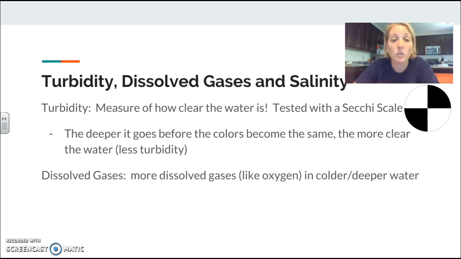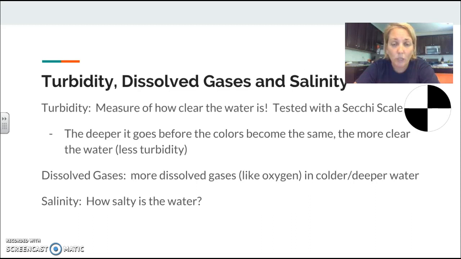It's the amount of oxygen and or carbon dioxide dissolved in the water supply. More dissolved gases like oxygen are found in cold, deeper water because the molecules of the water, the things that are colder, are closer together, which means they have a greater chance of trapping some of those gases.